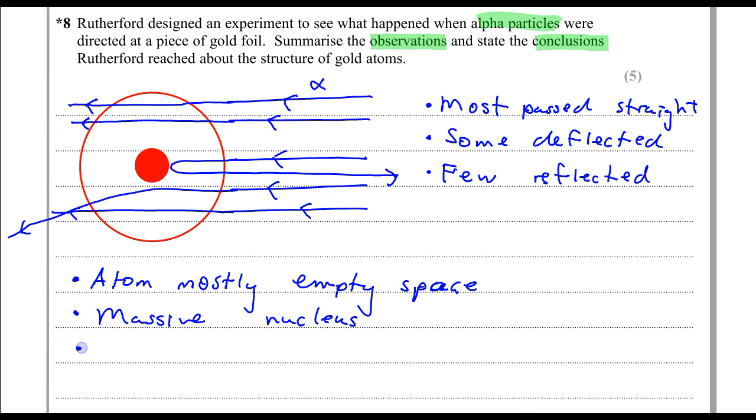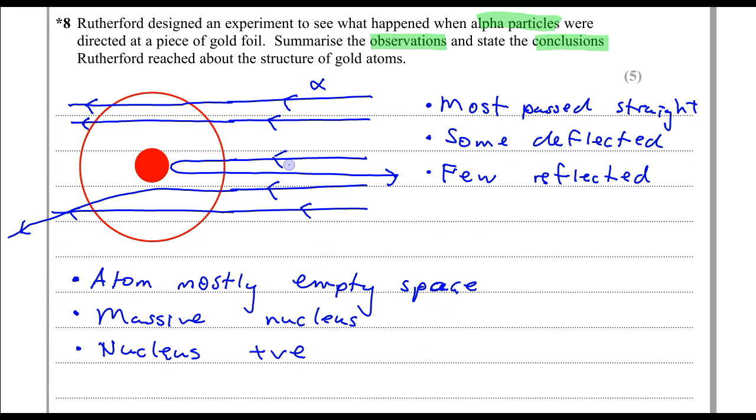And the other conclusion was that the nucleus is positively charged. The reason for this conclusion is that there were some reflected alpha particles, and in order for this to happen, there should be a repulsion between the nucleus and the alpha particle.